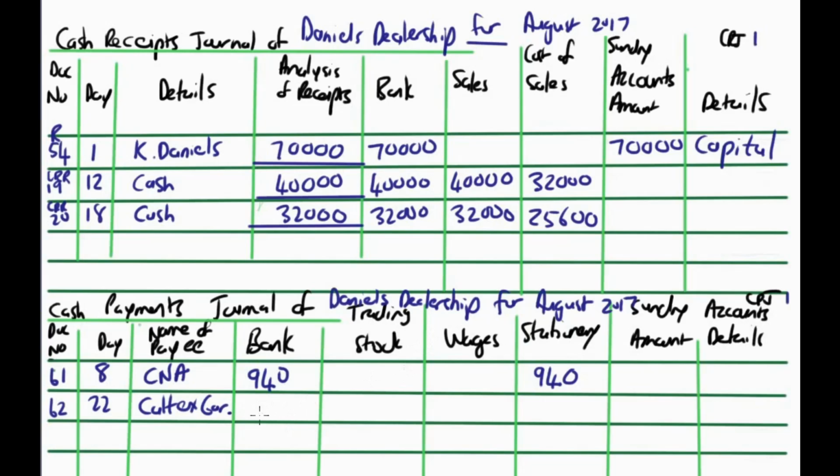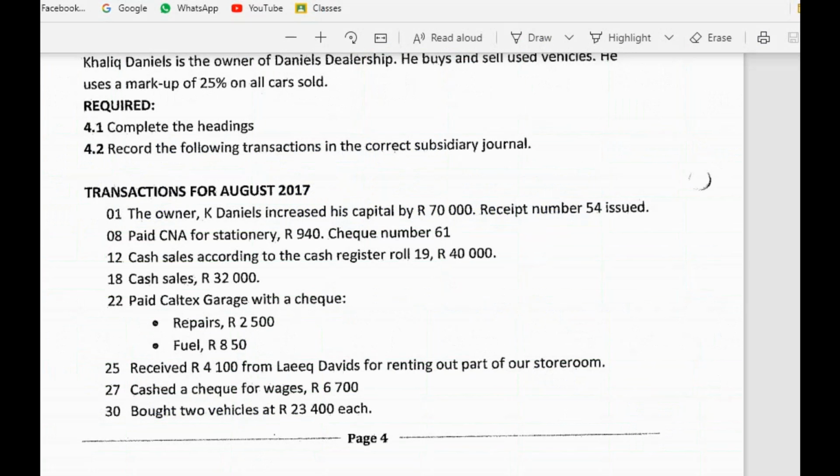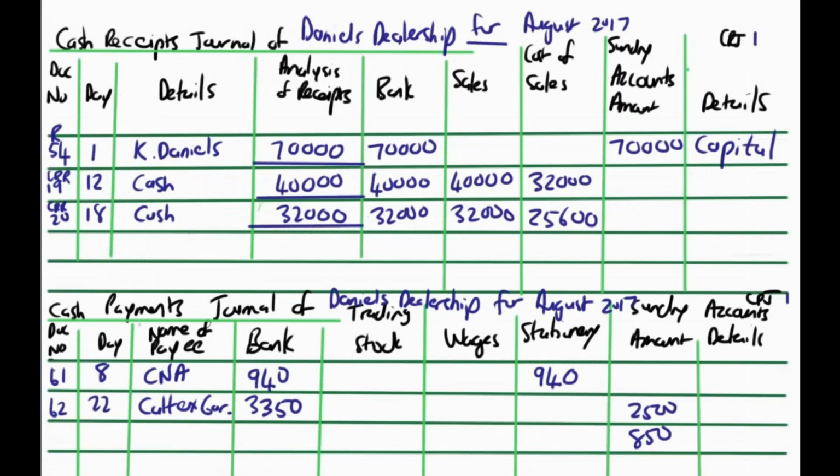And then the first amount there was 2,500 and the second one was 850, but the total amount is 3,350. Okay, so then the 2,500 would go first, and then the 850 would come second. Okay, so that's how we do that particular transaction. And then we just have to indicate that the 2,500 was for repairs and the 850 was for fuel.